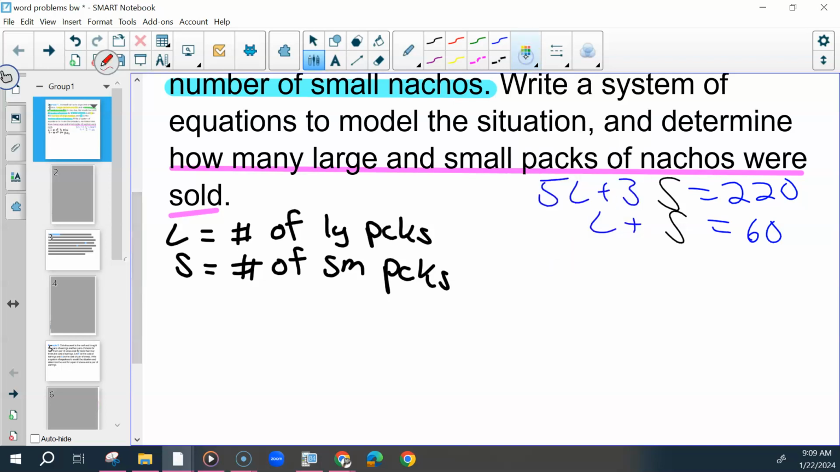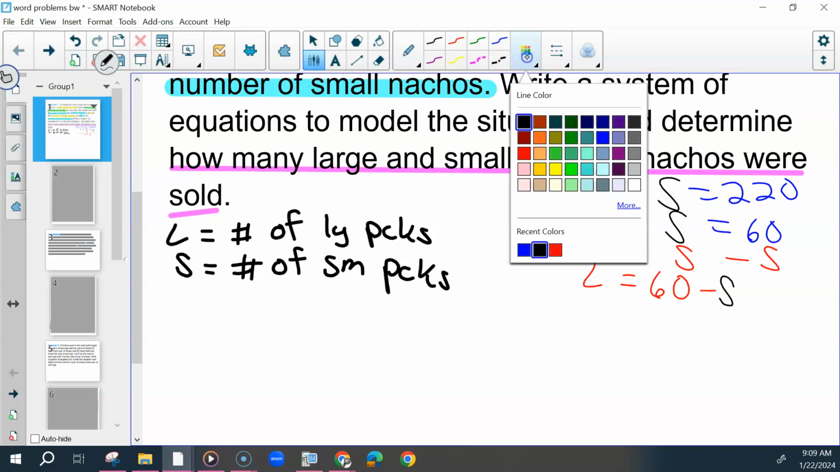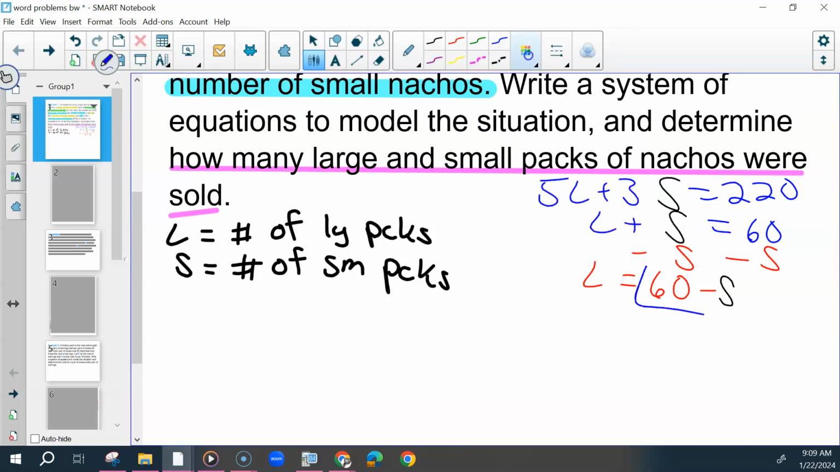So for substitution, we can solve for L or S because we have to find both. Which one do we want to solve for first? Okay. So if we're solving for L, we have to get rid of S. Whether you put 60 minus S or negative S plus 60, it doesn't really matter here. But then we're going to take that expression and put it back into the other equation where L is. You don't have to draw the arrow, just do it if it helps.